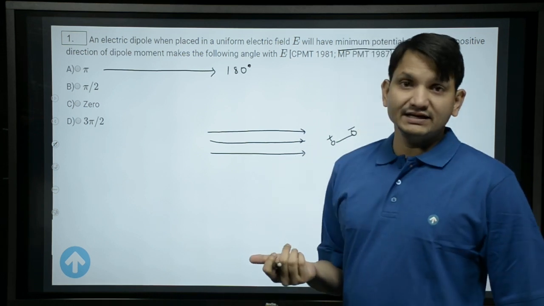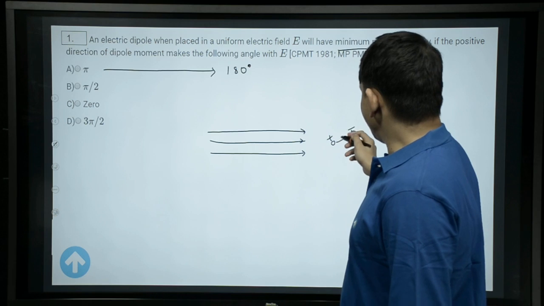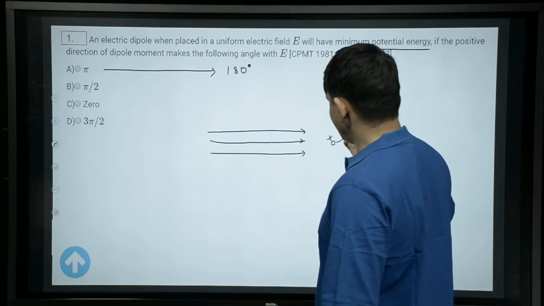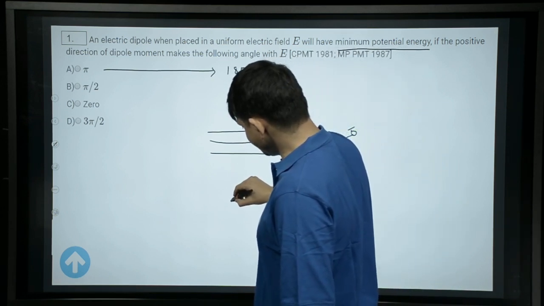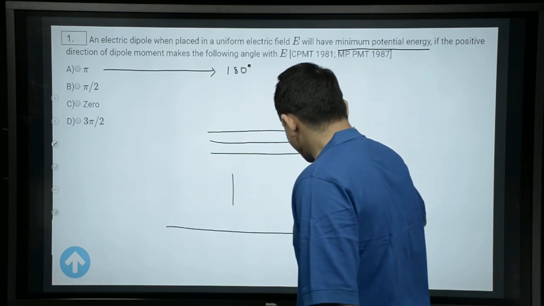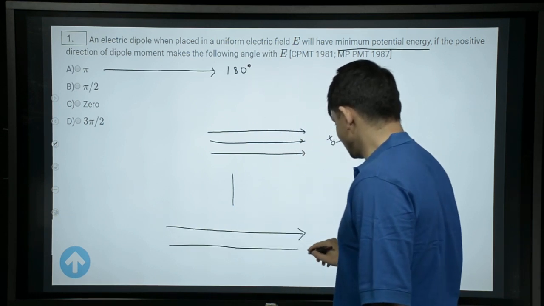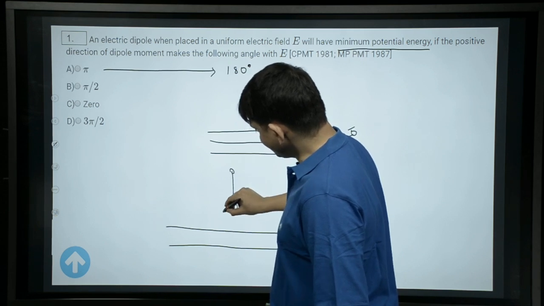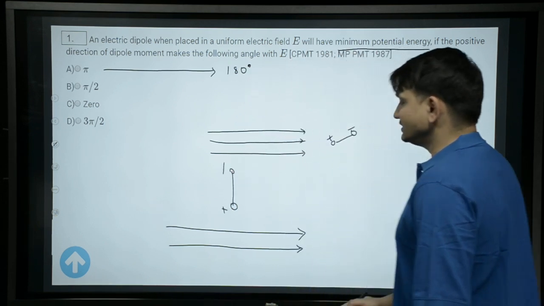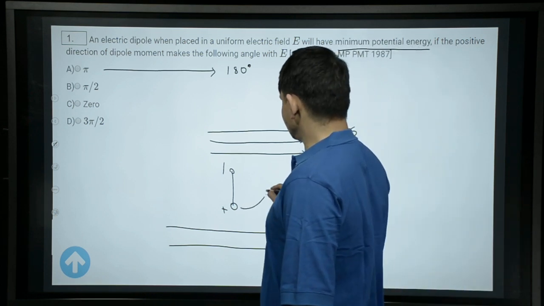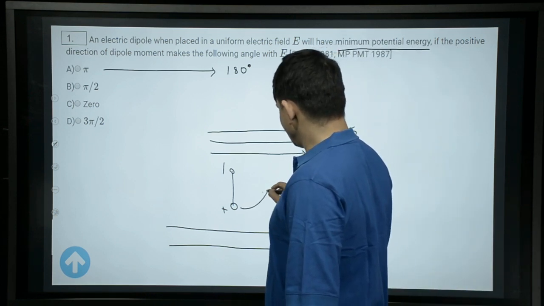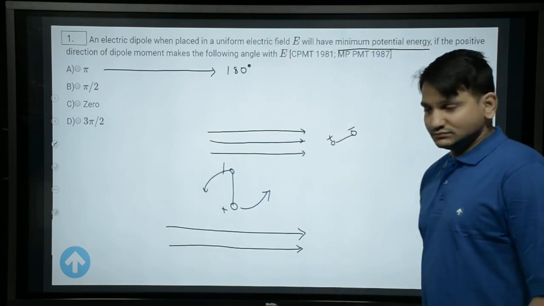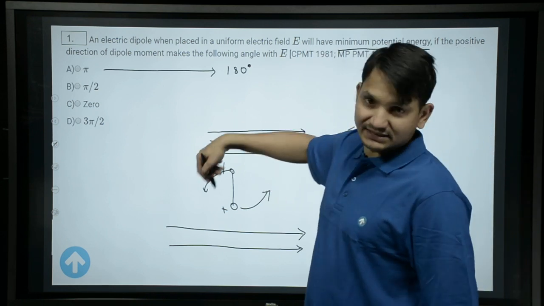So potential energy depends on dipole and its orientation with electric field. So first, let's consider this orientation. Consider the electric field throughout the screen like this, going into x direction. Let's consider the dipole like this, positive, negative. Obviously this will tend to rotate the dipole, it has some torque.